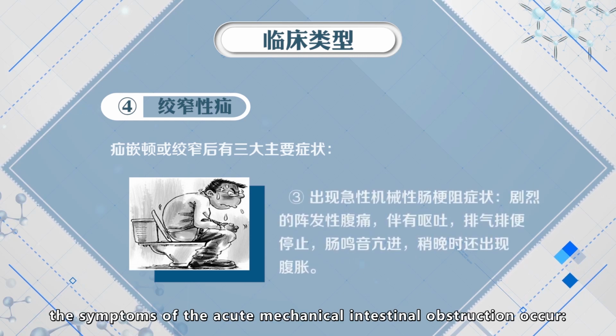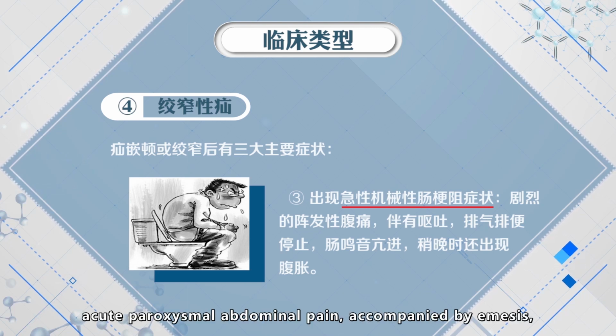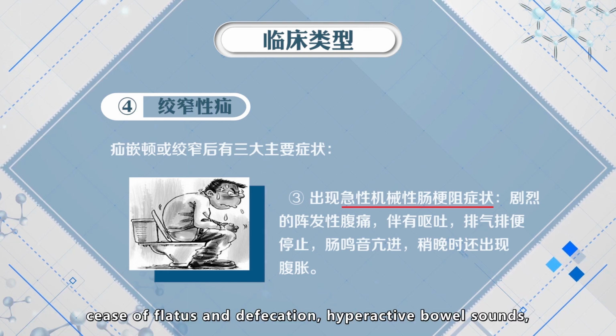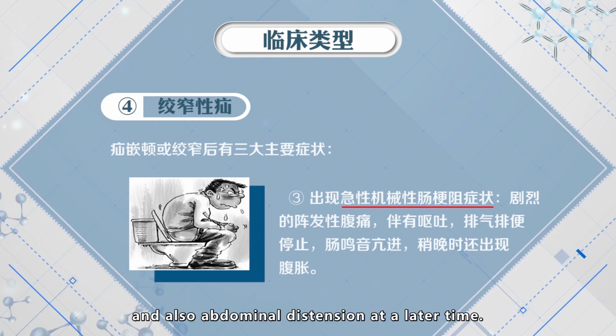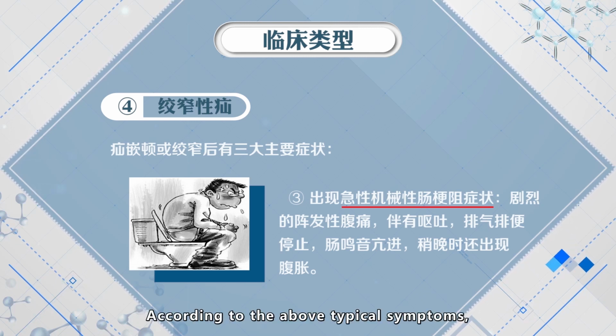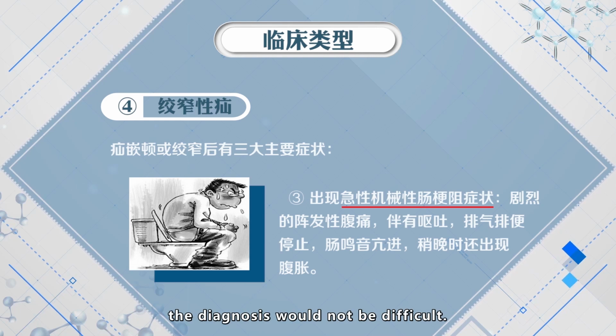The symptoms of acute mechanical intestinal obstruction occur: acute paroxysmal abdominal pain, accompanied by emesis, cessation of flatus and defecation, hyperactive bowel sounds, and also abdominal distension at a later time. According to the above typical symptoms, the diagnosis would not be difficult.